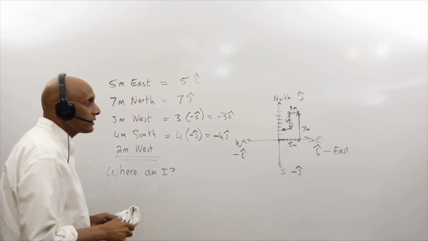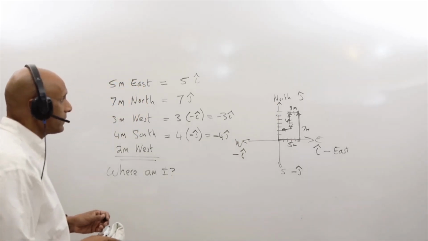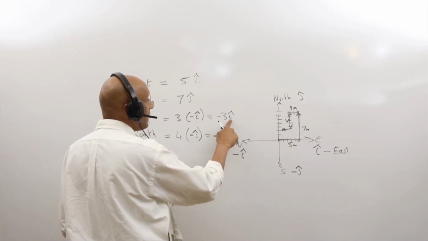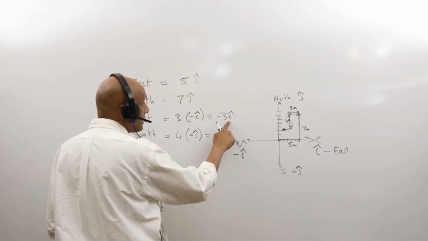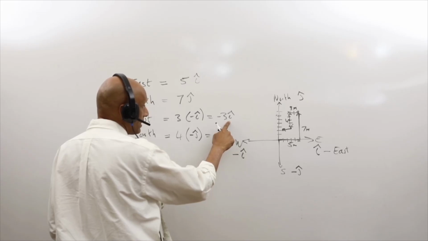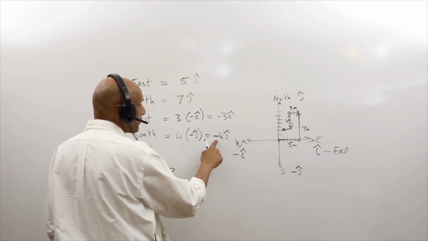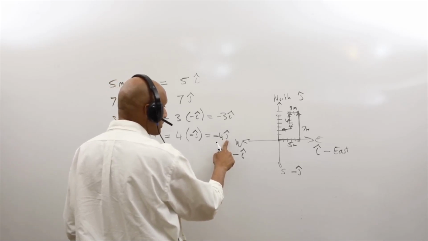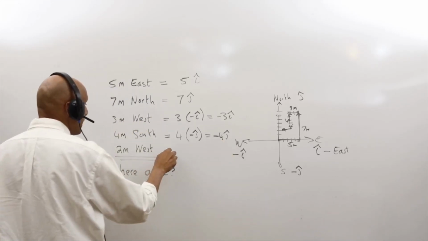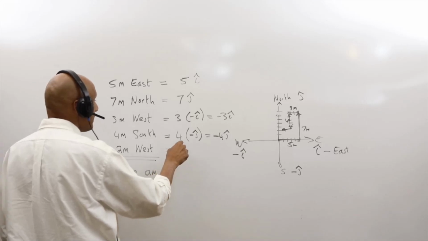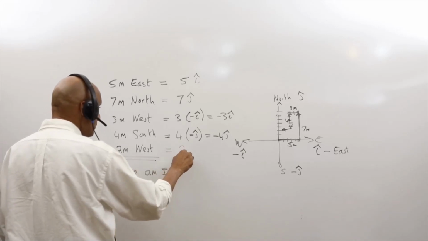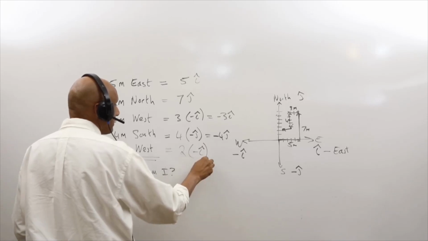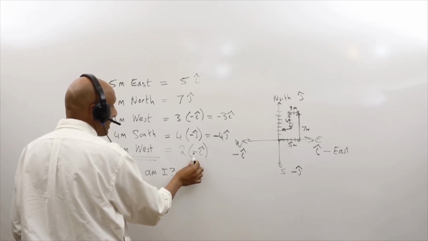So whenever you see those symbols, it means that you are traveling minus 3 meters in the east direction, which means you're actually traveling in the west direction by 3 meters. And minus 4J is you're traveling negative 4 meters in the north direction. So how about 2 meters west? 2 meters west is actually 2, but west is really minus I, the negative of east, the opposite of east.